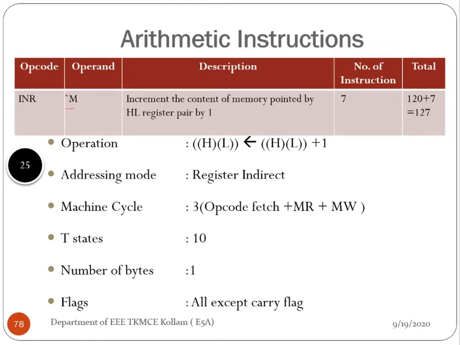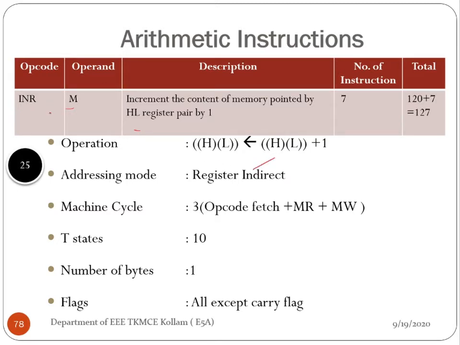This is used for incrementing the content of memory pointed by HL pair. So whenever this instruction is executed, the content of memory location pointed by HL pair is incremented by 1. As M is available, that indicates the operand is not directly specified in the instruction. Instead, its address is available in register pair. So this type of addressing mode is register indirect addressing mode.